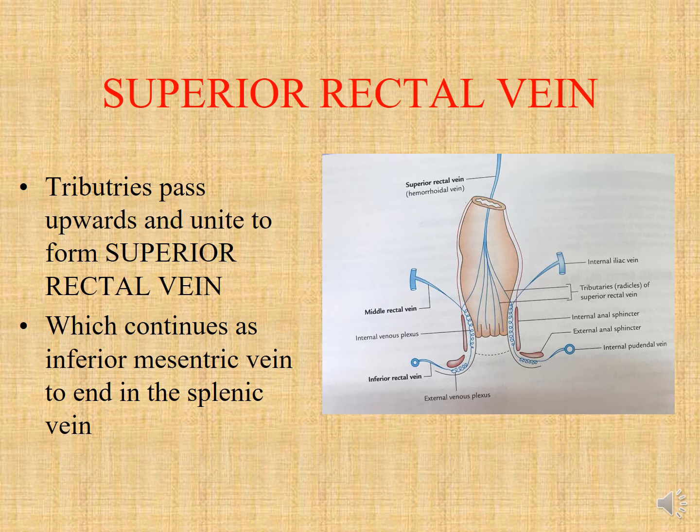Then the superior rectal vein continues as the inferior mesenteric vein, which ends in the splenic vein, and it helps in the formation of portal vein. So this is the part of portal circulation.